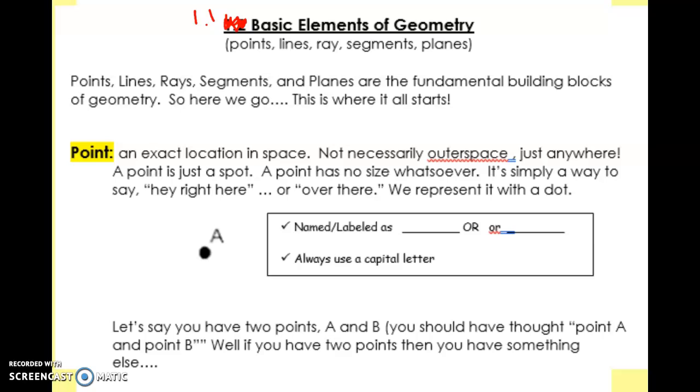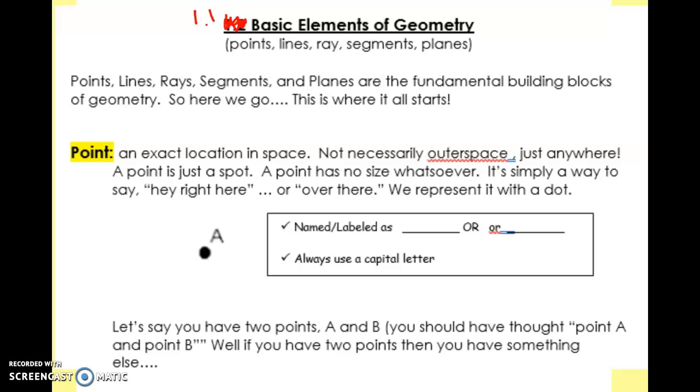Taking a look at the first element here, it's a point, an exact location in space. It's just anywhere. A point's just a spot. It has no size whatsoever. It's simply a way to identify certain locations, like right here or over here. You can see in the picture it's a dot and a letter, and that's exactly how we label it. In geometry, how we label things is greatly important because it clues the reader, or whoever's looking at the work, in to exactly where you're talking about and what structure you mean.